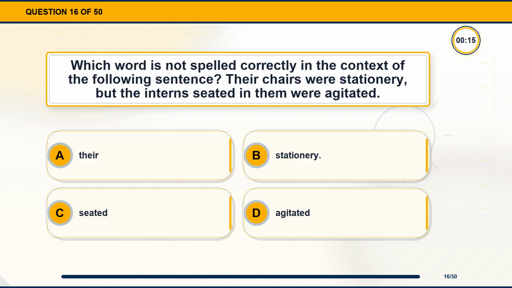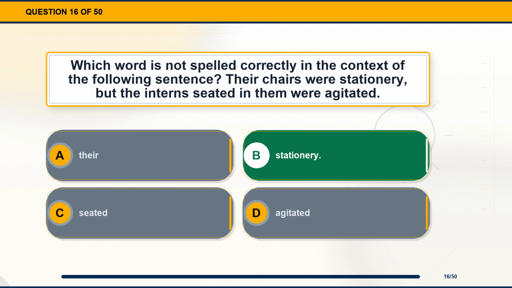spelled form. Question 16. Which word is not spelled correctly in the context of the following sentence? Their chairs were stationary, but the interns seated in them were agitated. Option A, there. Option B, stationary. Option C, seated. Option D, agitated.